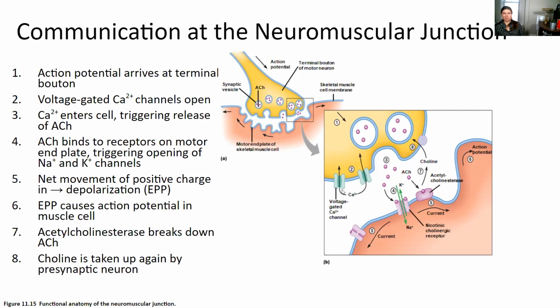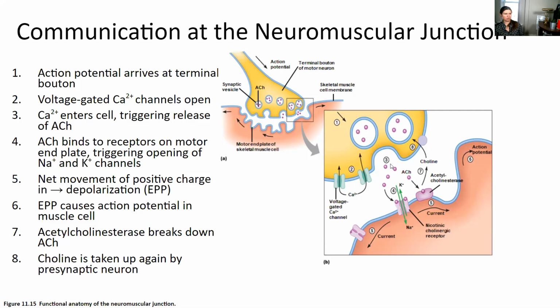When they open, this causes calcium to flow in. Calcium wants to go into the cell down its electrochemical gradient. Okay, so calcium goes into the cell. This causes those synaptic vesicles holding our neurotransmitter, which in this case is acetylcholine, to bind on to the membrane, which then breaks open to release the neurotransmitter. This process is called exocytosis, right? So we can see exocytosis happening here.